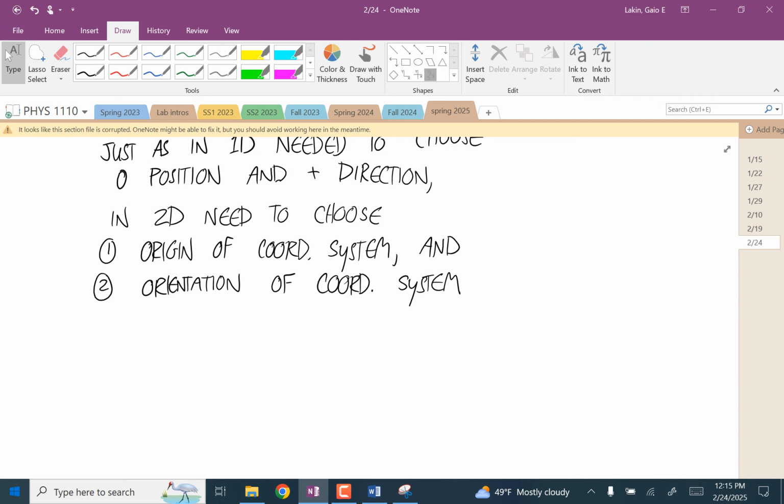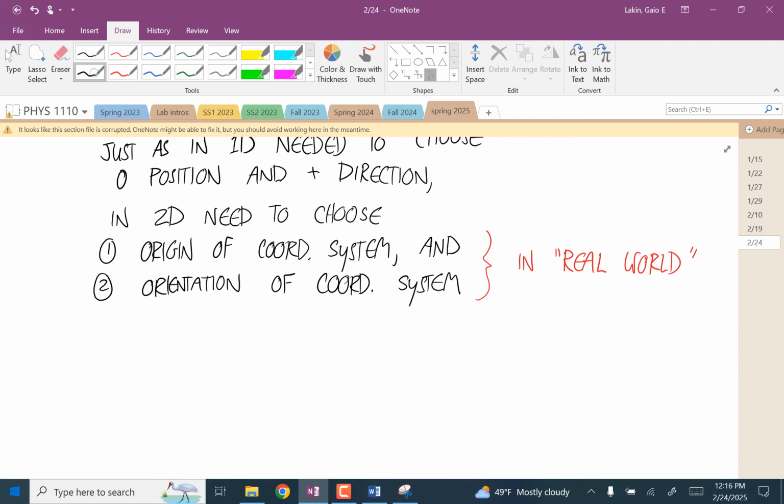And remember that both of these are in the real world. So you're basically saying, okay, I'm going to put the origin here at this garbage can, and I'm going to point the x-axis towards the door and the y-axis towards the clock. Real directions in the real world. We're not talking about some mathematical thing.